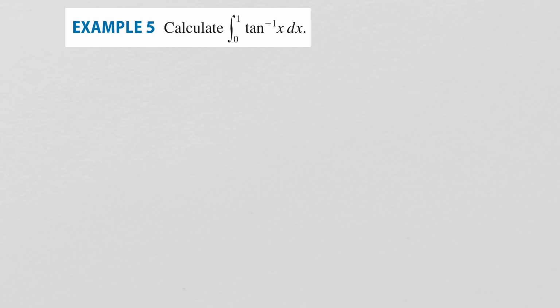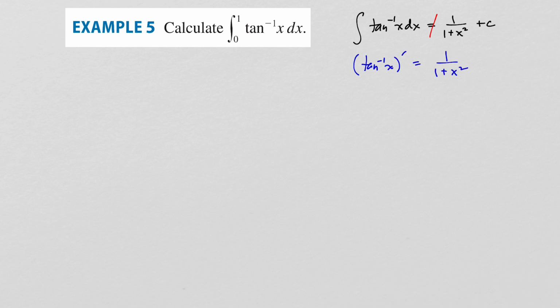So in our next example, we have a definite integral. We have the integral from 0 to 1 of inverse tangent of x. Please be very careful once again. I will tell you that I see students make this kind of mistake all the time. This is, of course, not true. What is true is that the derivative of inverse tangent is 1 over 1 plus x squared. But this is the antiderivative of inverse tangent. So we can't do any of this.